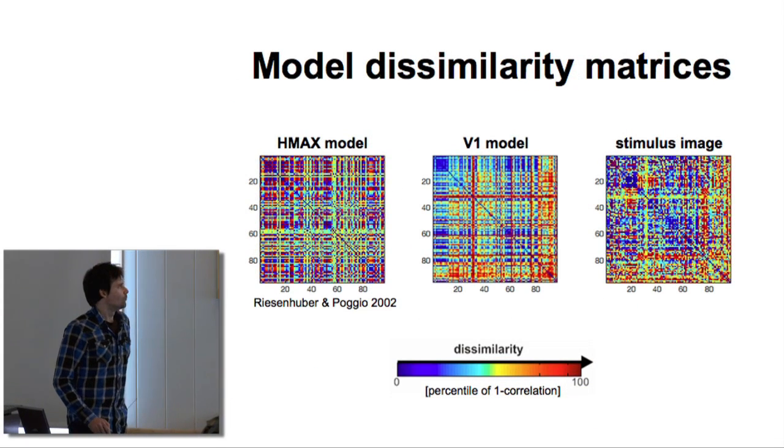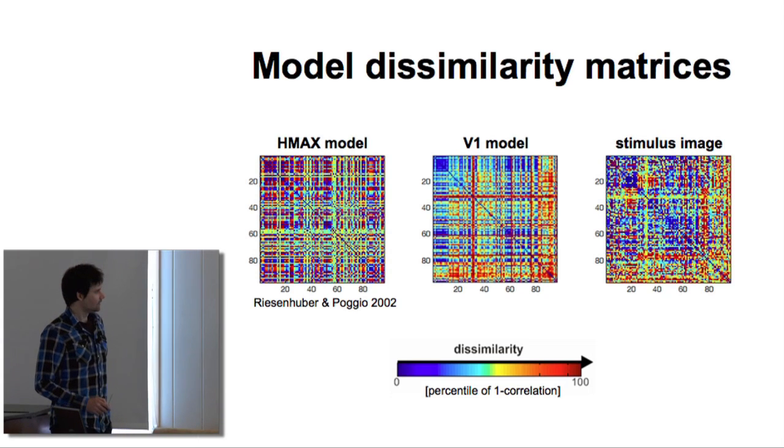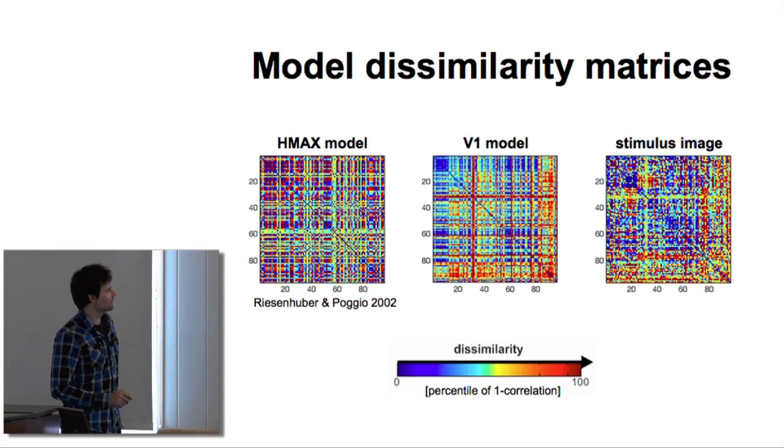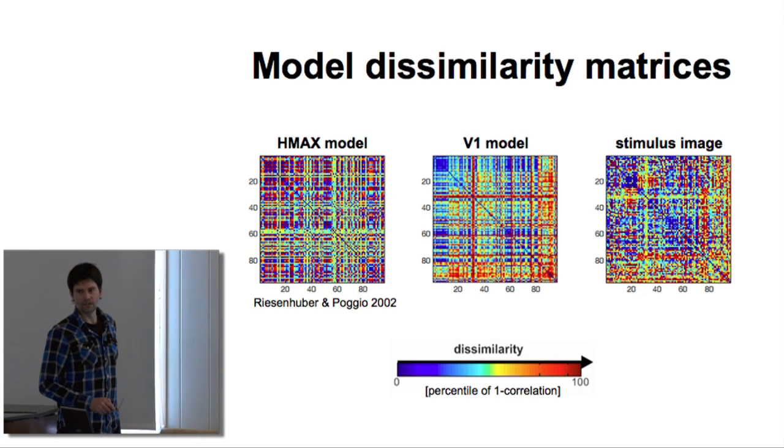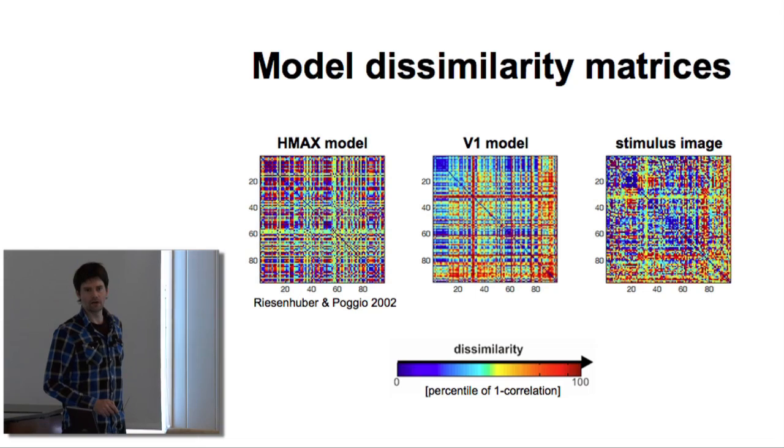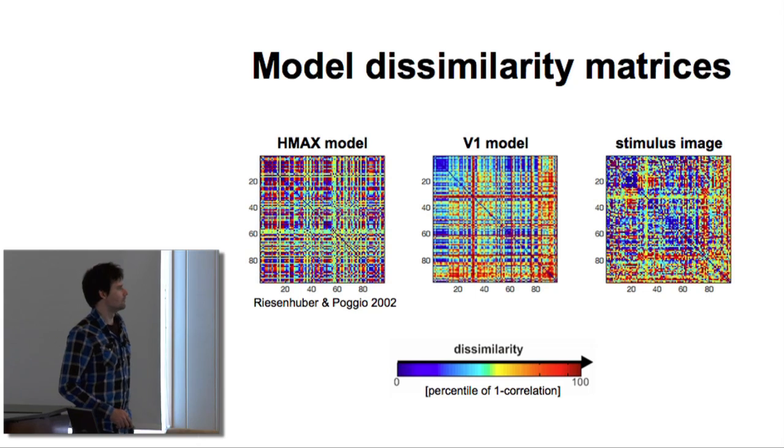So when we look at a few model dissimilarity matrices for these 92 images, this is the matrix for the HMAX model. This is the matrix for a V1 model. It's the one that's part of the HMAX model, so that's the simple and complex cells of that one. And this is just correlating the RGB stimulus images. So what you can see there is that we see structure, but we don't see the kind of categorical structure that was immediately apparent in the IT matrices from both human and monkey.